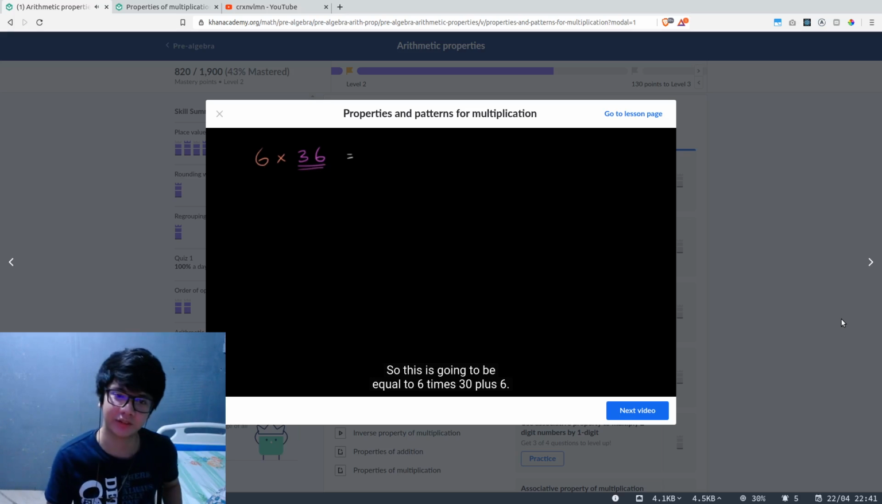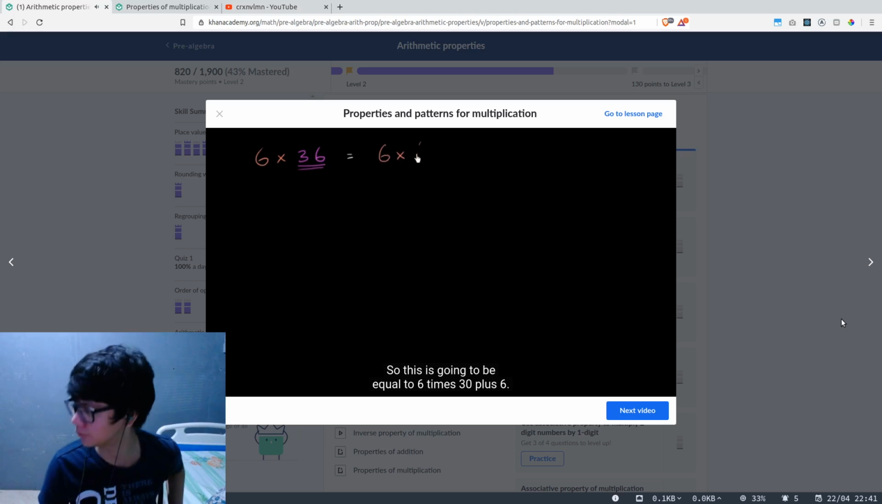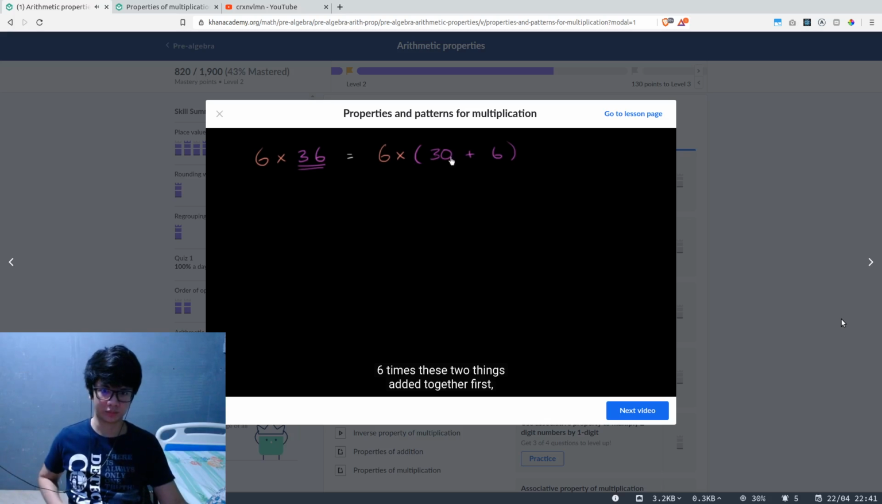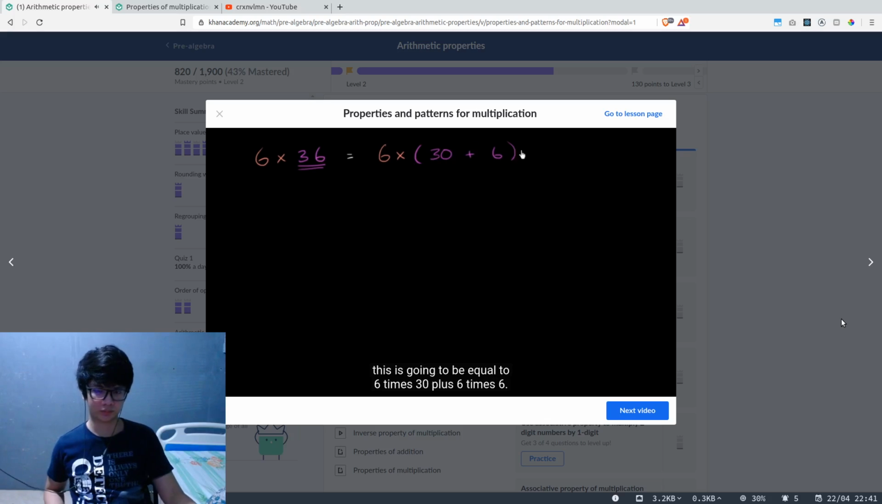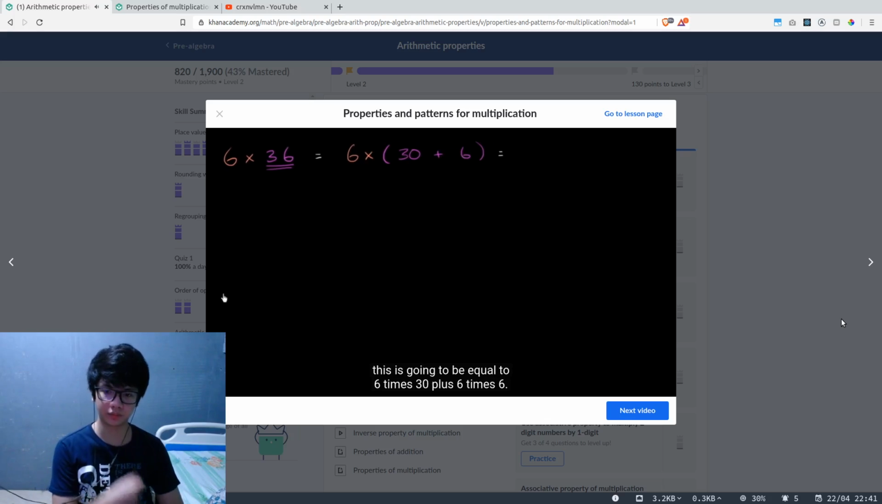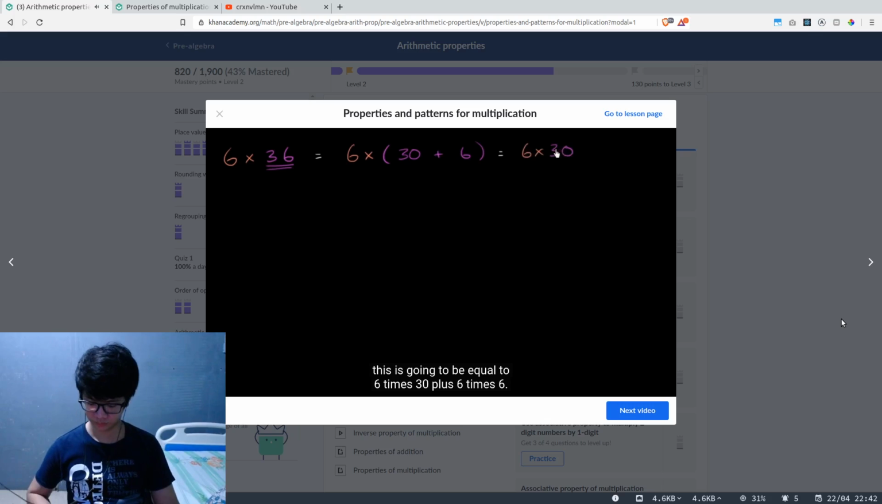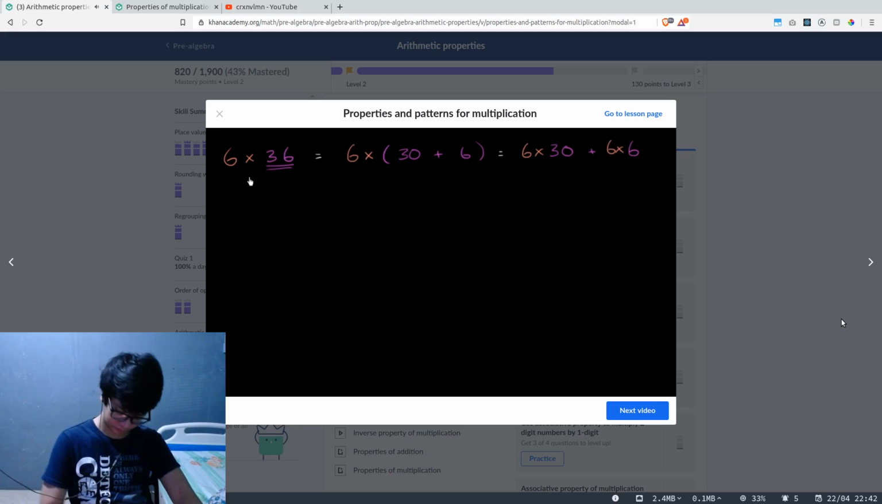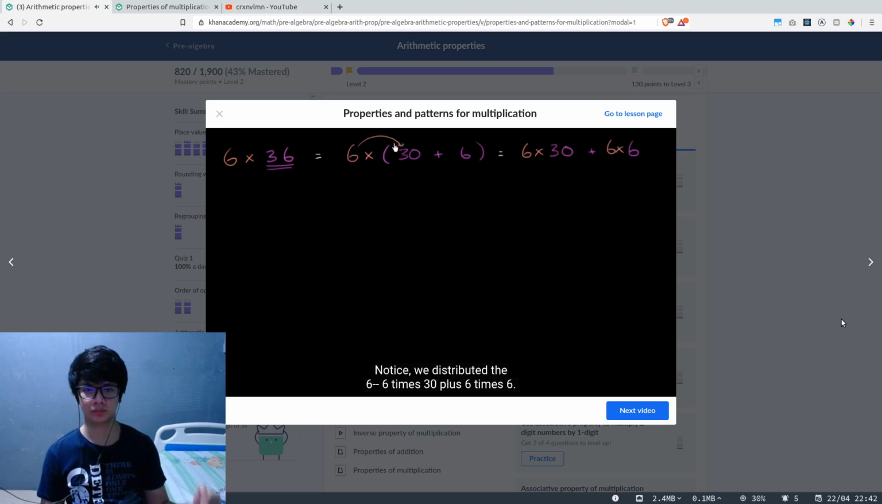So this is going to be equal to 6 times 30 plus 6. And what's this going to be? Well, we just saw 6 times these two things added together is going to be equal to 6 times 30 plus 6 times 6. Notice, we distributed the 6.